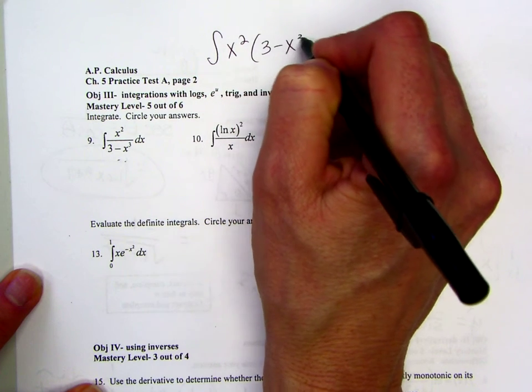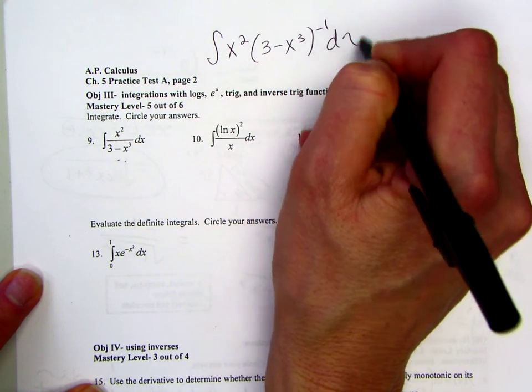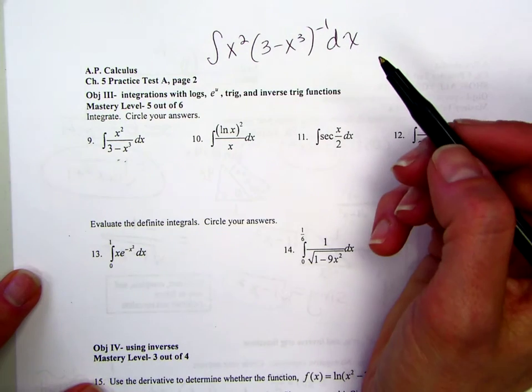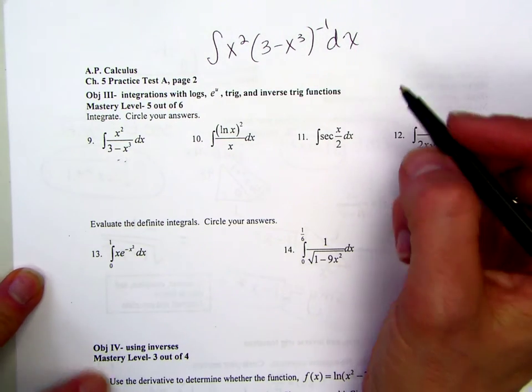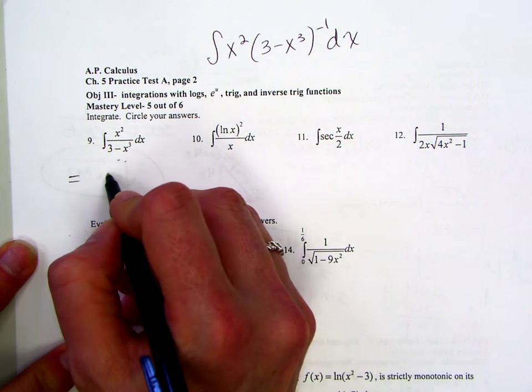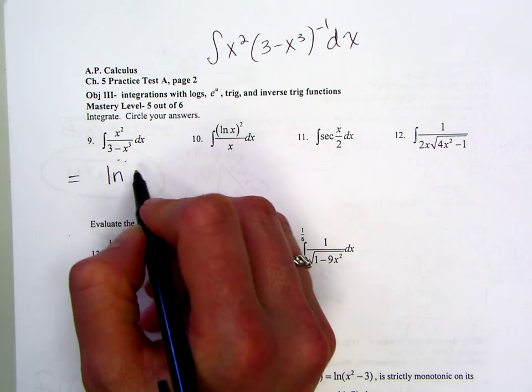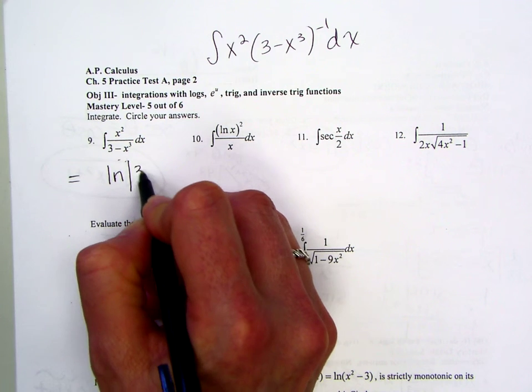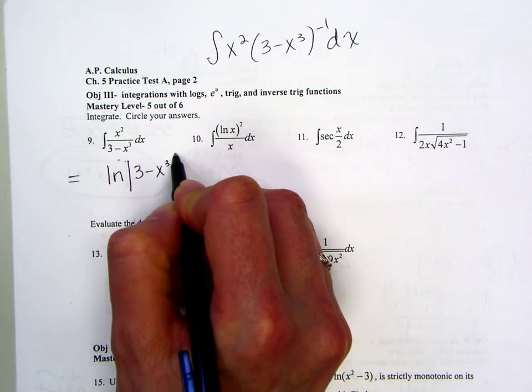it would look like this. And we can't raise a power of -1. So therefore it has to be a natural log integral. And it would look like the natural log of the absolute value of 3 minus x cubed.